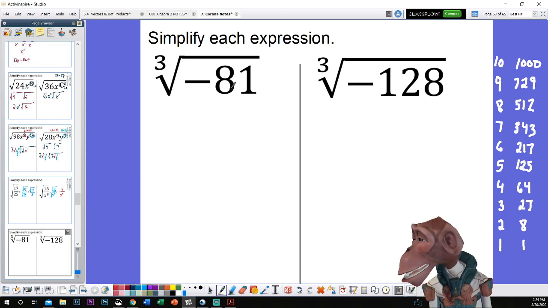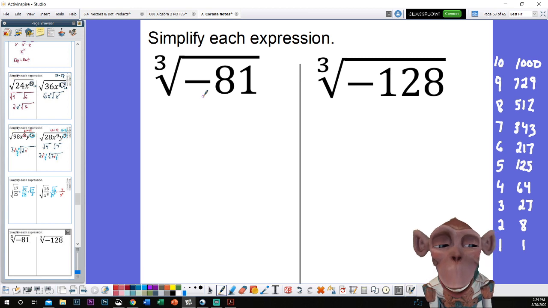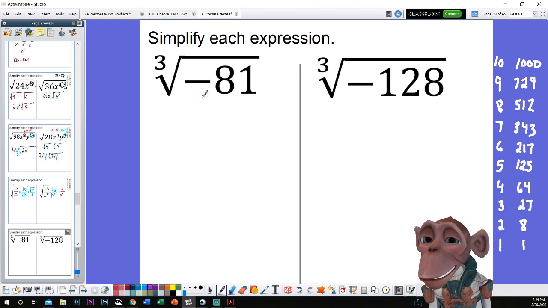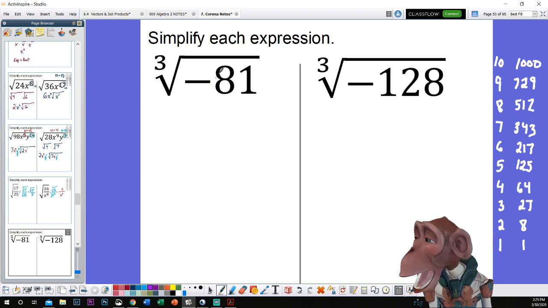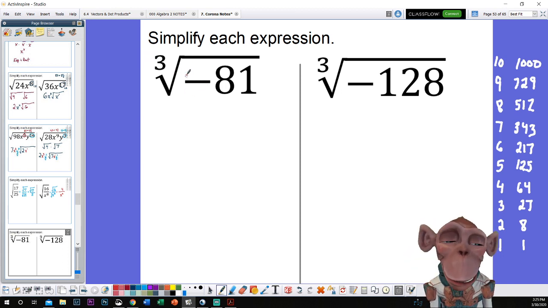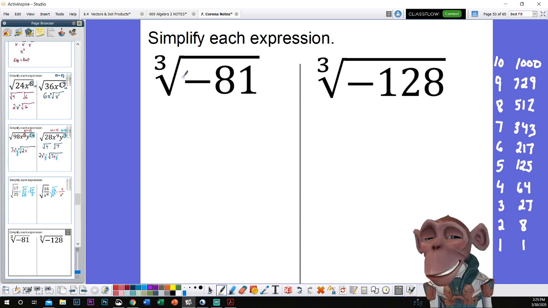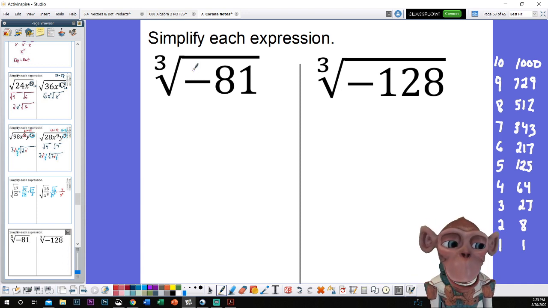Alright, let's start with 81. Now, there is a negative here, which normally would freak you out. With square roots, it's not possible for that to happen. At least not as far as you know, because you're only in first year algebra. But for these, when we have an odd root, we're allowed to have a negative sign there, because a negative times a negative times a negative is a negative.